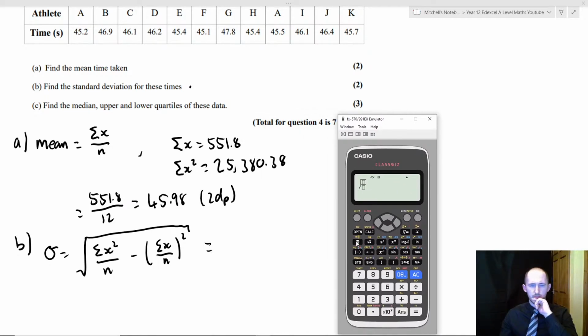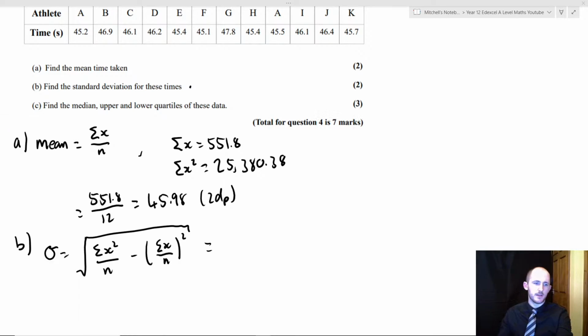Square root, I don't know why I looked over there, 25,380.38 over 14 minus 551.8. 16.1. Wait. Yeah, 16.1. Not bad. Scared myself there. Done easy.